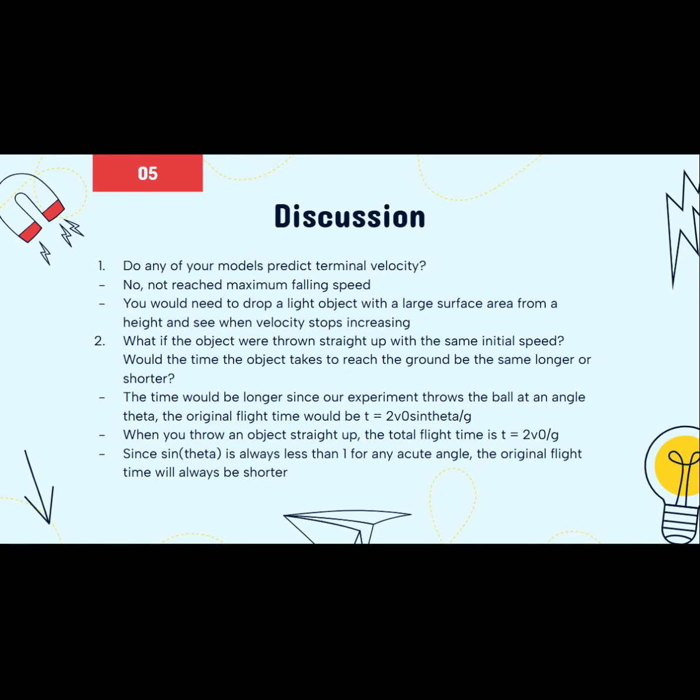What if the object was thrown straight up with the same initial speed? Well, the time would be longer since our experiment throws the ball at an angle theta. The original flight time would be t equals 2 v initial sine theta over g. When you throw an object straight up, the total time is t equals 2 v0 over g. Since sine theta is always less than 1, the original flight time will always be shorter.